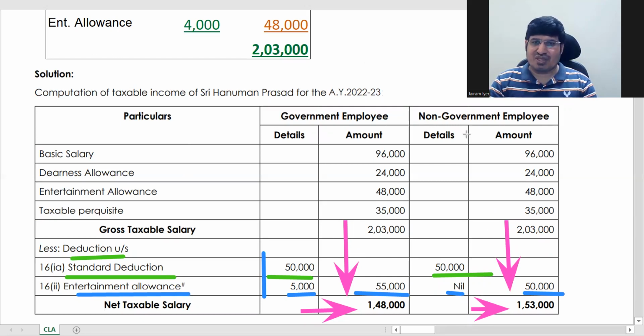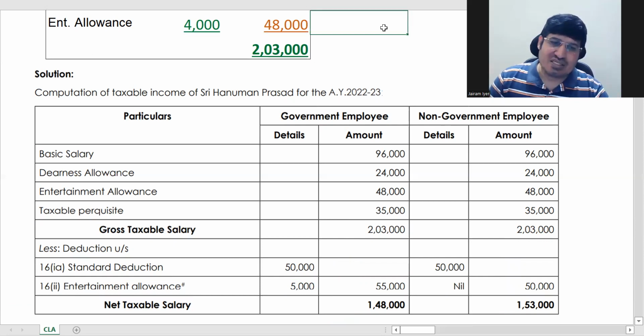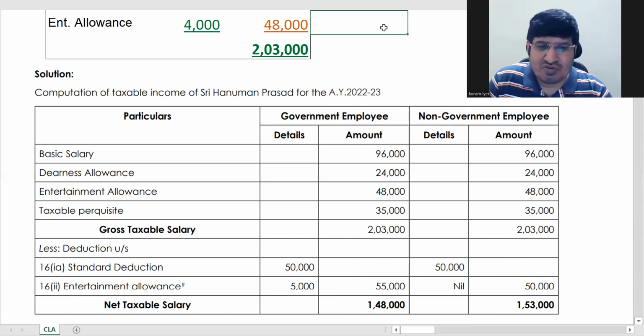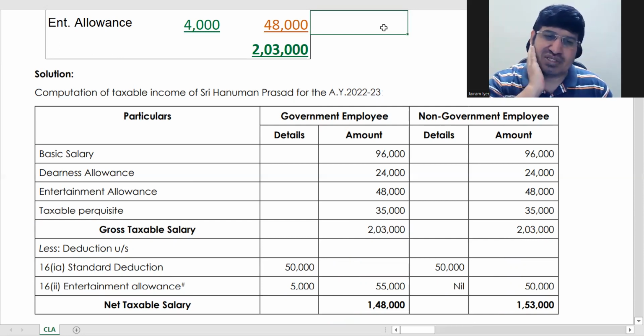Understood? Just go and do it yourself at home once. Till you write these things, you will not feel comfortable. As we go ahead in the chapter, you will feel more and more comfortable with these things, because you will hear more of these terms.